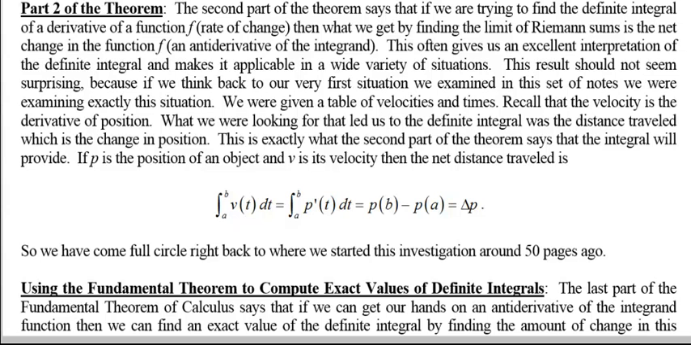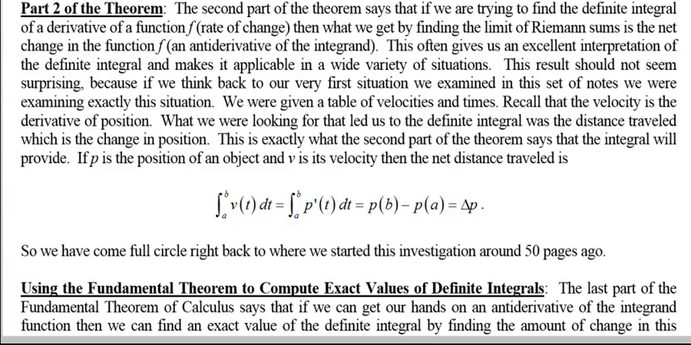If we go all the way back about 50 pages to the very beginning of this set of notes and videos, we see that the first situation we looked at was a table of velocities and times. Well, what is velocity? Velocity is a derivative of position. So we were given the derivative of the position, and we were asking for the distance traveled, which was the net change in position. And that's exactly what the second part of the theorem says.